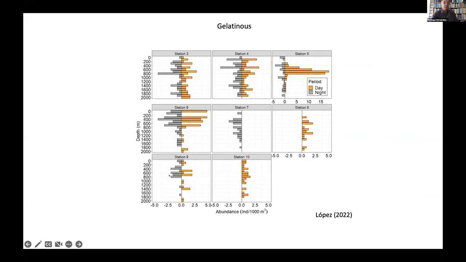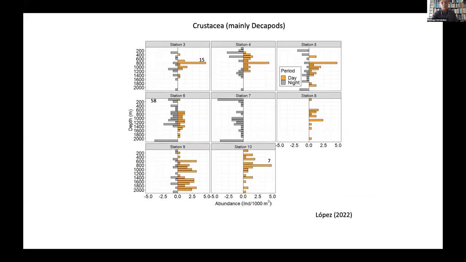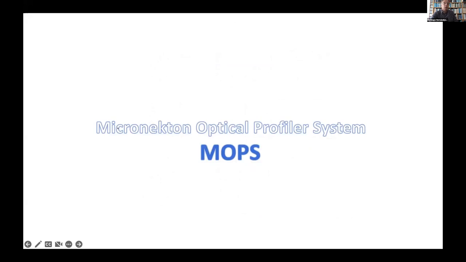So we have these profiles by day and by night of gelatinous plankton, and also these profiles of crustaceans, mainly decapods, but no fish at all. So this is a problem. So we have to try to approach it in another way.